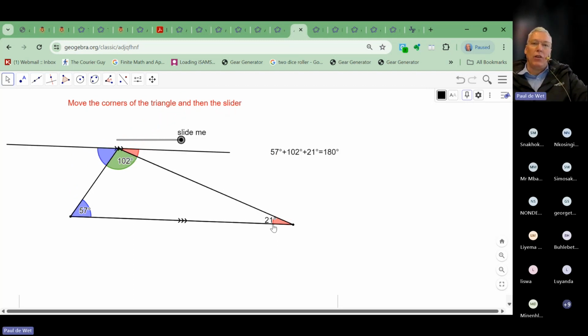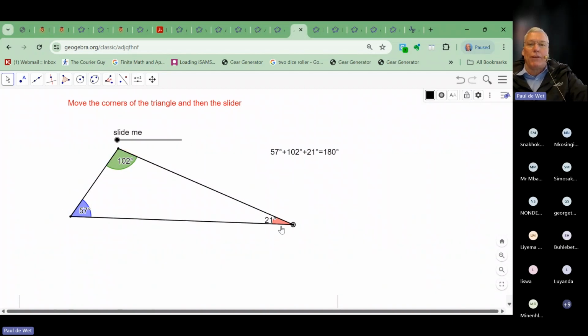Do you see that red angle and that red angle are the same because they are alternate angles. This blue one and this blue one are the same because they're alternate angles. But what does a blue and a green and a red one add up to? 180, because they're on a straight line. So the ones inside the triangle must add up to 180 also.